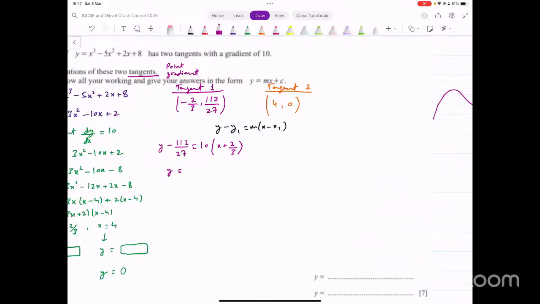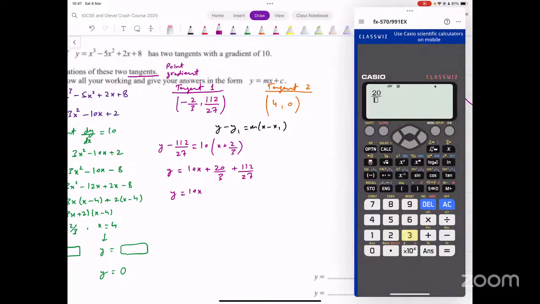Y equals 10x plus 20 over 3. 10 into 2 is 20 divided by 3. And this term will go to the right side as well to give us 112 over 27. Okay. And now we can just put this on our calculator. Y equals 10x, 20 over 3 plus 112 divided by 27. It's on a calculator paper, so you can just do this directly on a calculator. That's giving me 292 over 27.